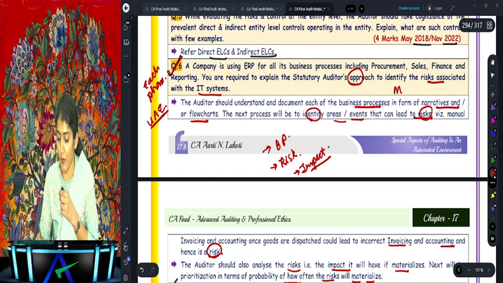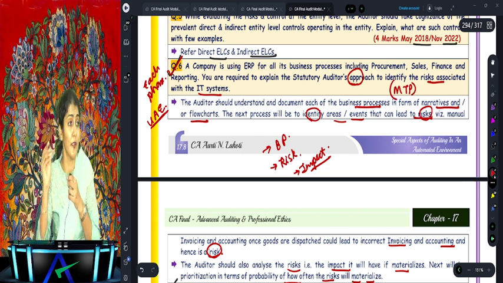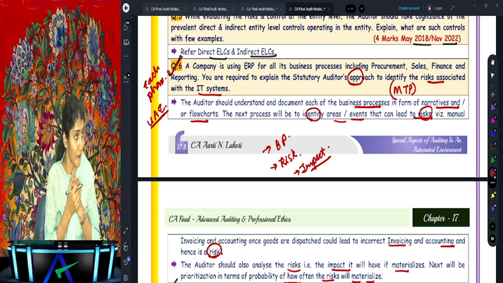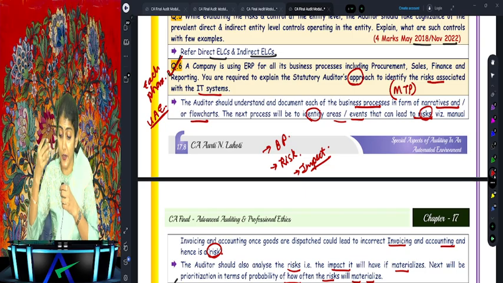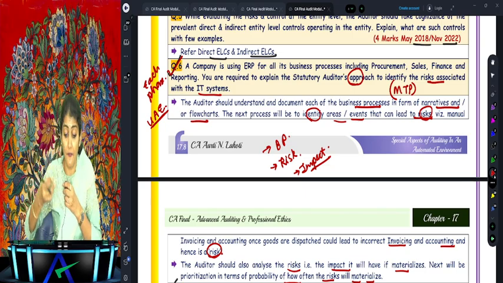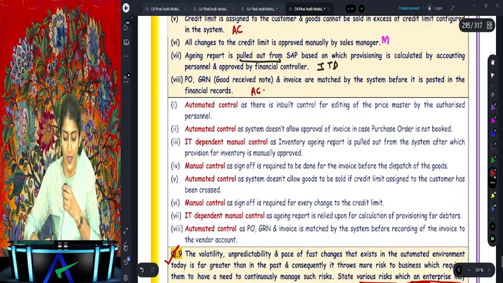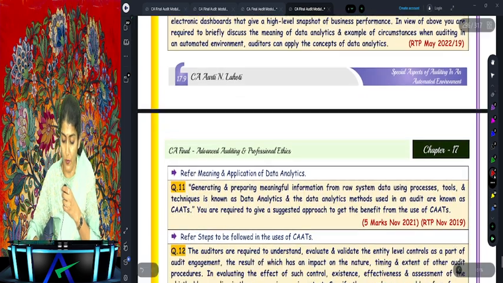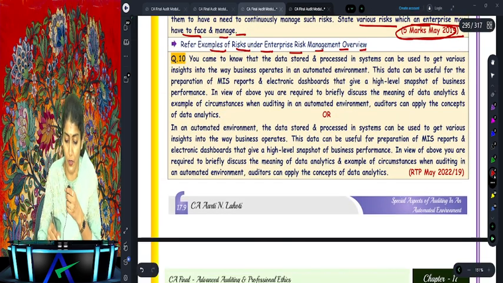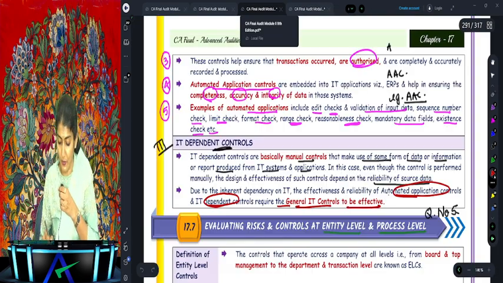Okay, from where they got this question, they only know. Mock test paper question over there. That is regarding the statutory auditor's approach to identify the risk associated with the IT system. Right? So up to question number 9, have we completed all of them over there?